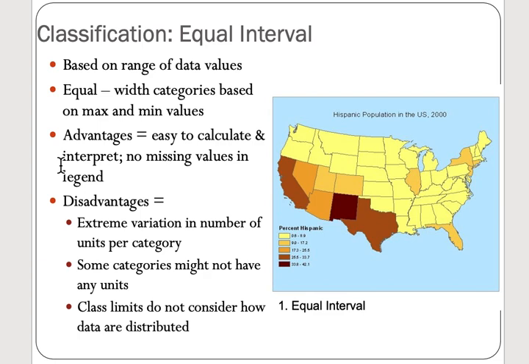The advantages of the equal interval classification are that it's easy to calculate and to interpret, and there are no missing values in the legend. The disadvantages are that there's extreme variation in the number of units per category, some categories might not have any units, and class limits do not consider how data are distributed.